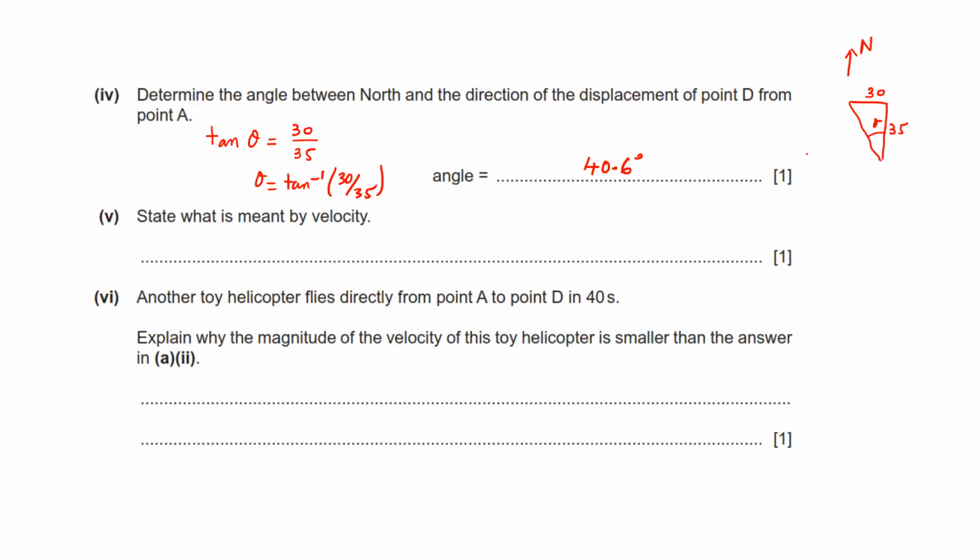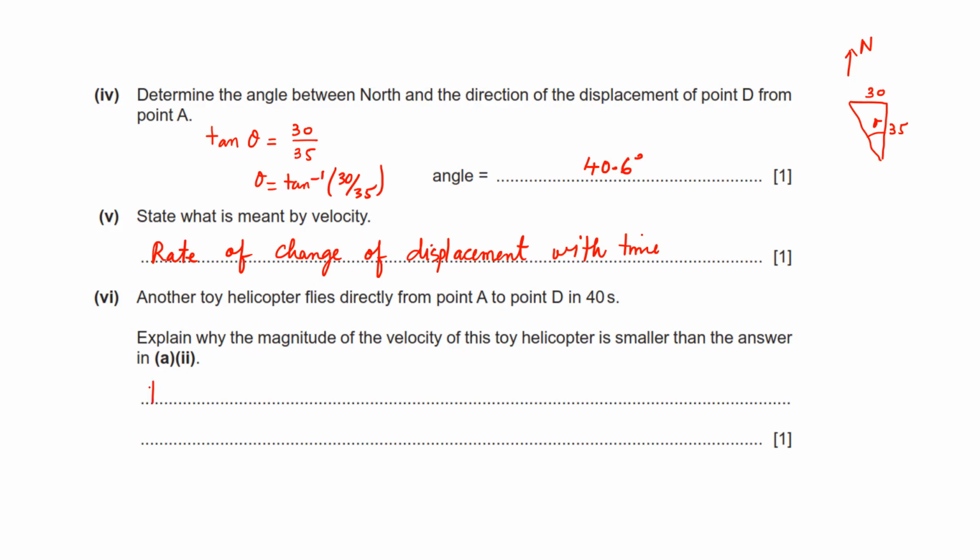Then part 5, it says what is meant by velocity? It is the rate of change of displacement with time. Then it says another toy helicopter flies directly from A to D in 40 seconds. Explain why the magnitude of velocity of this helicopter is smaller than the answer in part 2.